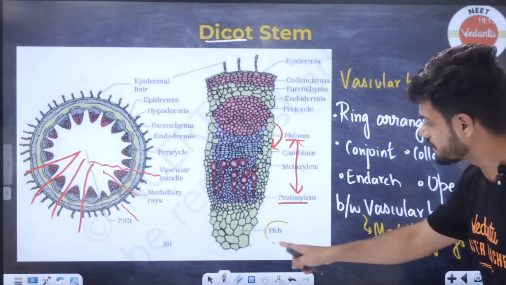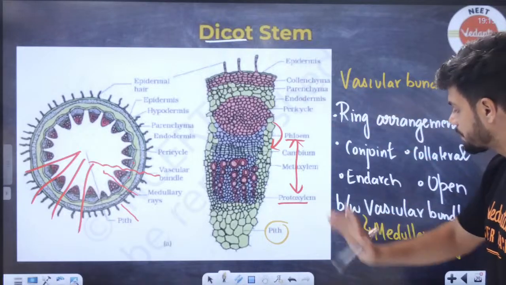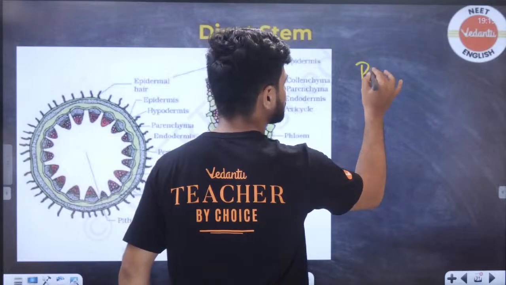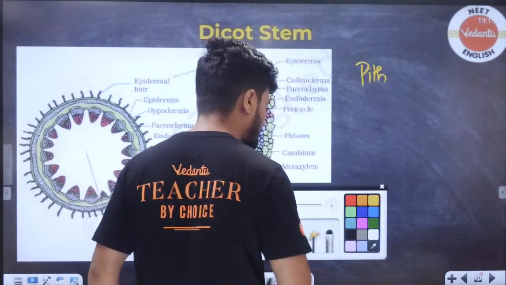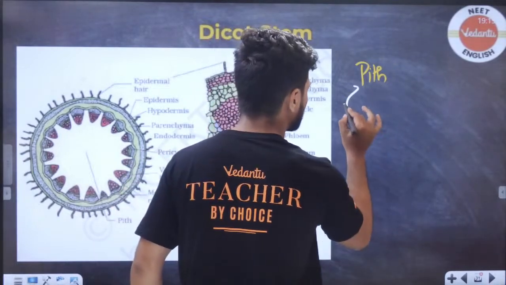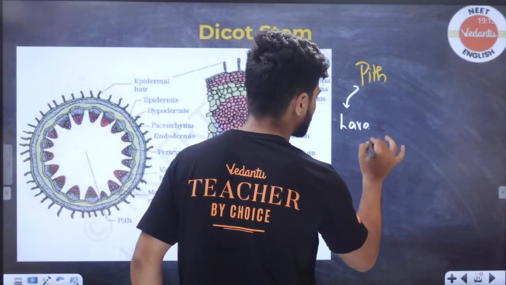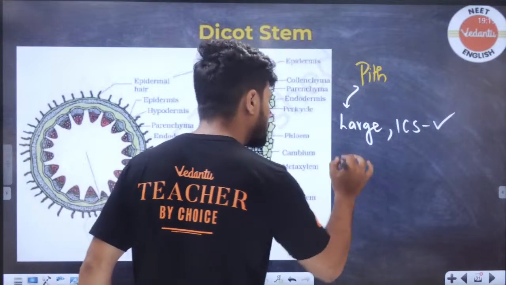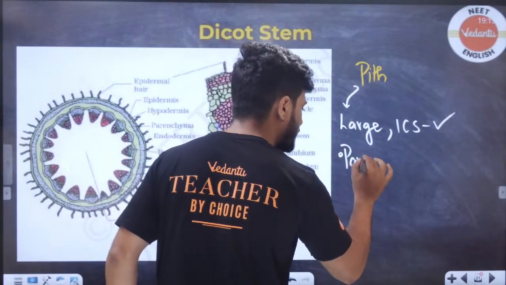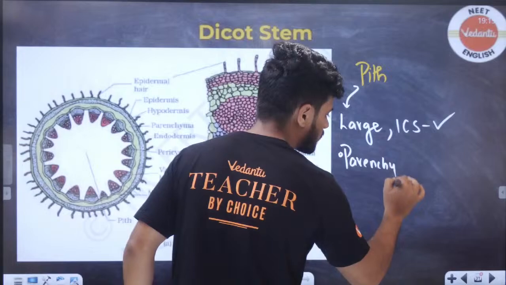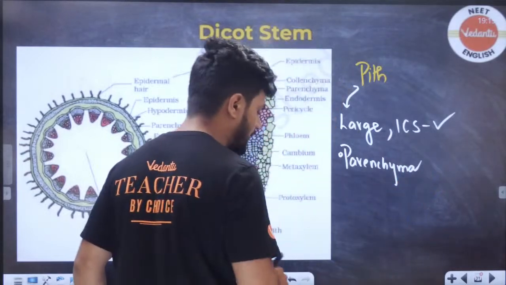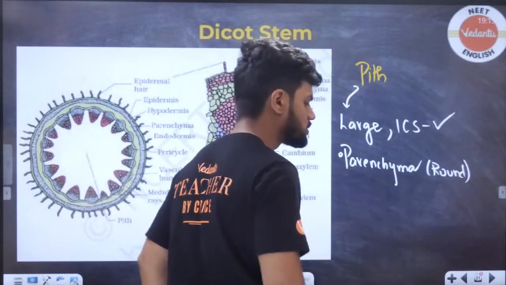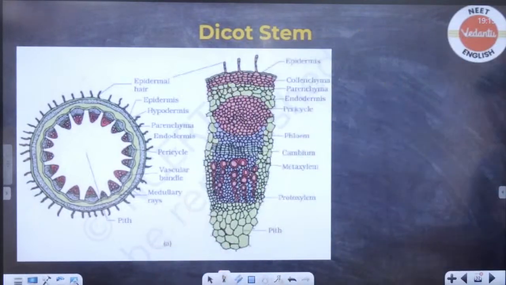The only part remaining is the pith. Now see, we're coming from top to bottom, so the pith is remaining. What is pith? The pith is very large here. Intercellular space is present. It is made up of parenchyma, which is round-shaped cells. That's all.